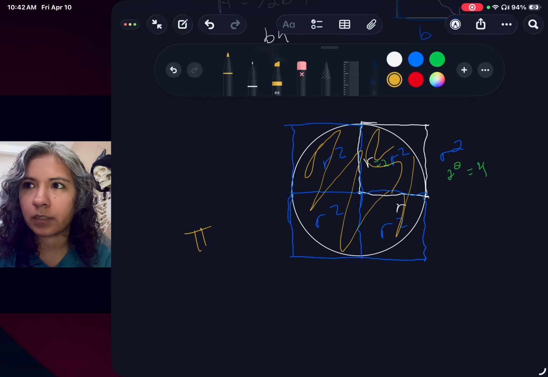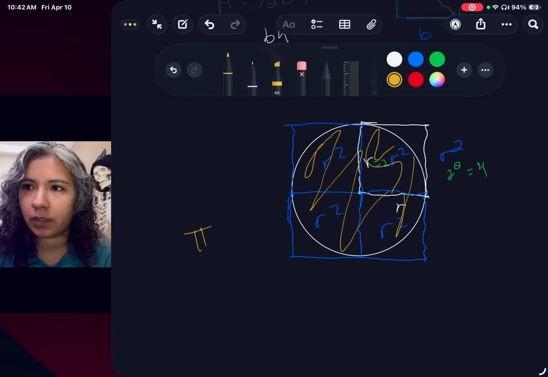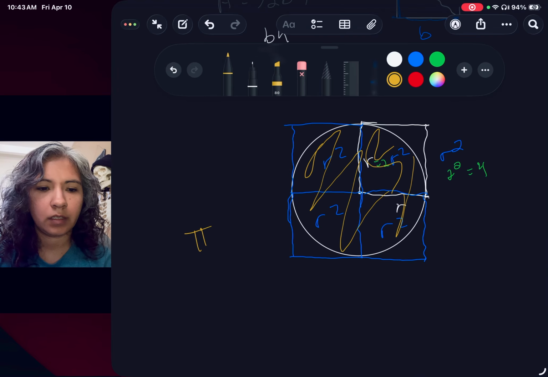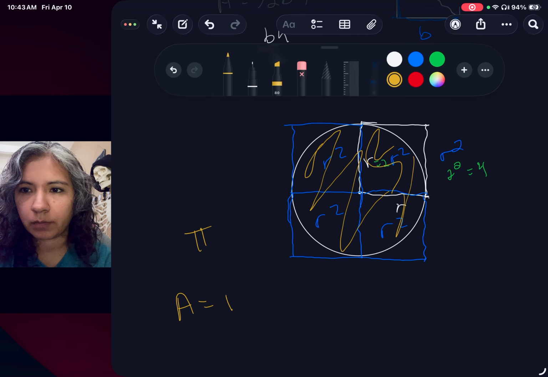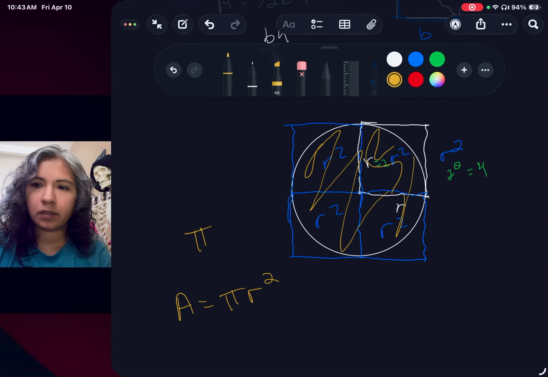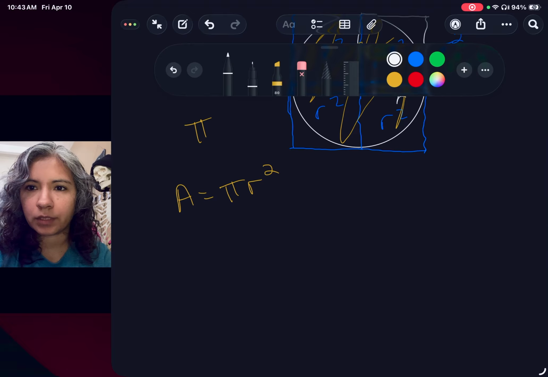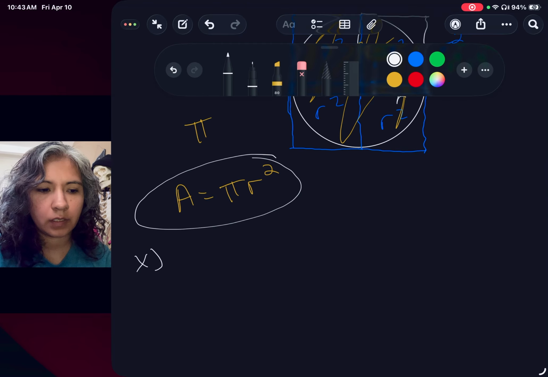So to find the area of a circle, we can find the area of a square based off of the radius and then multiply that times pi. So the area of the circle is going to be pi r squared. That means we can do examples from this.